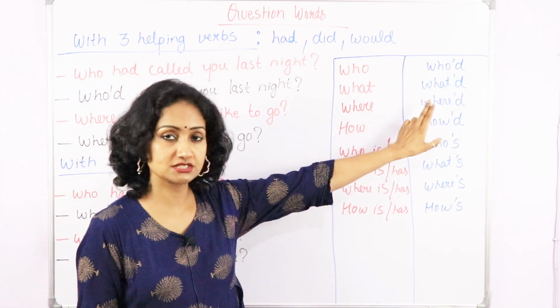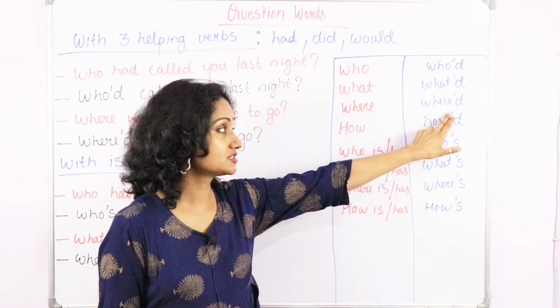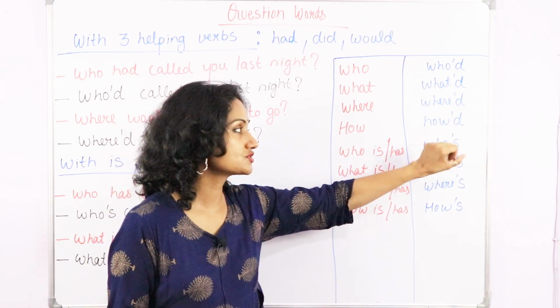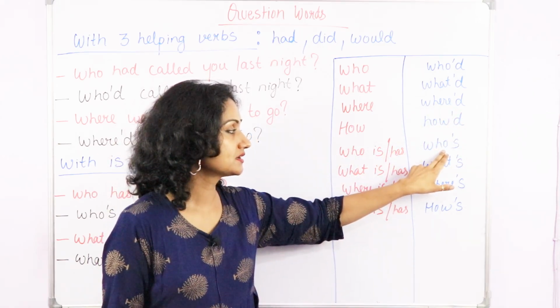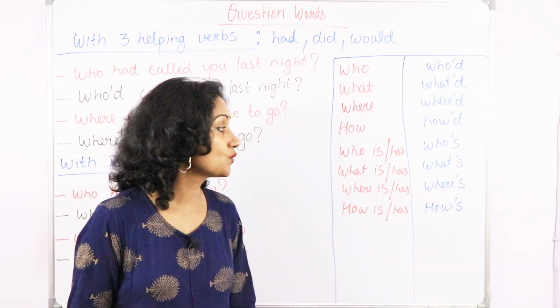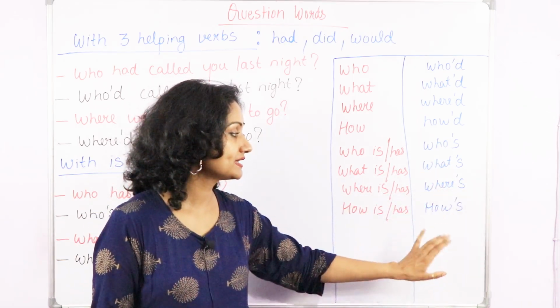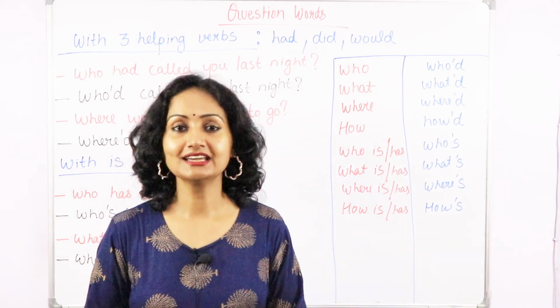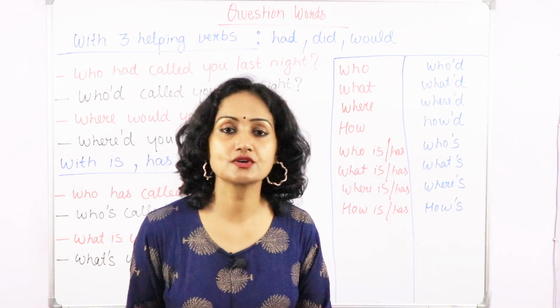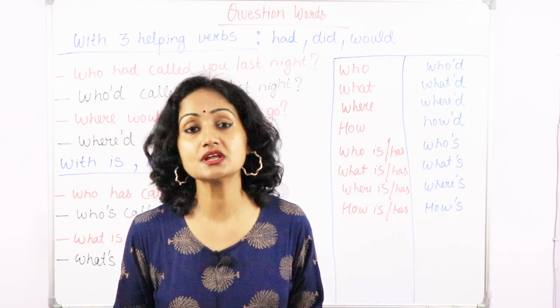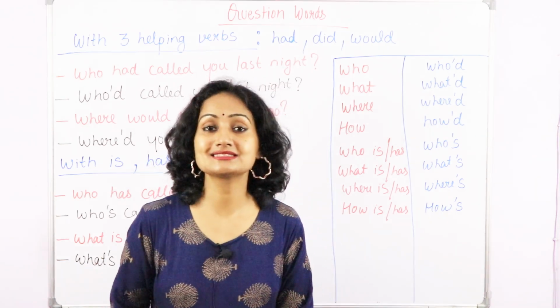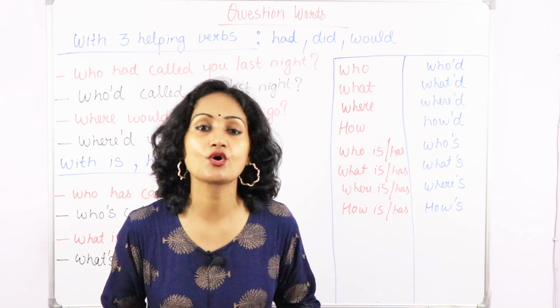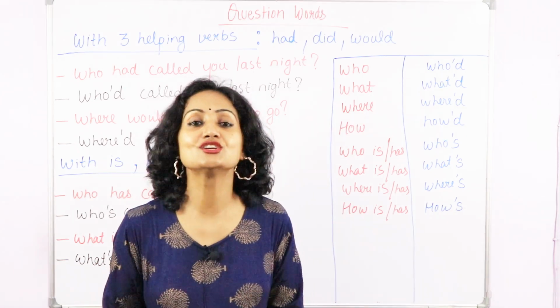Who'd, what'd, where'd, how'd, who's, what's, where's, how's. So that's all for today. I have covered all the contractions and their pronunciation. Now please practice and start using them in your everyday conversation so that you will get used to it.